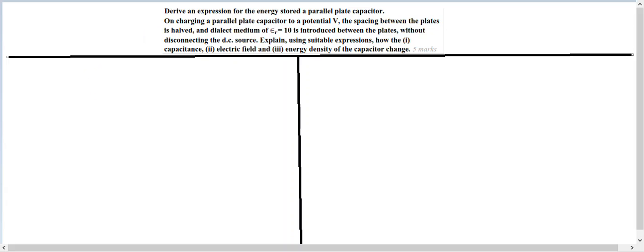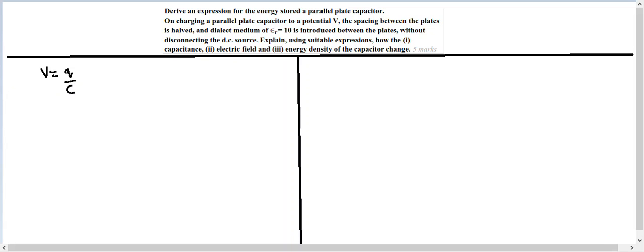Let's read our question. It says: derive an expression for the energy stored in a parallel plate capacitor, and then the next part is a numerical. So let's do the first part first, that is to derive an expression for the energy stored in a parallel plate capacitor. For that, let us consider a capacitor of capacitance C with a potential V between the plates. So we can easily say that V is equal to Q by C. That's the relation we already know.